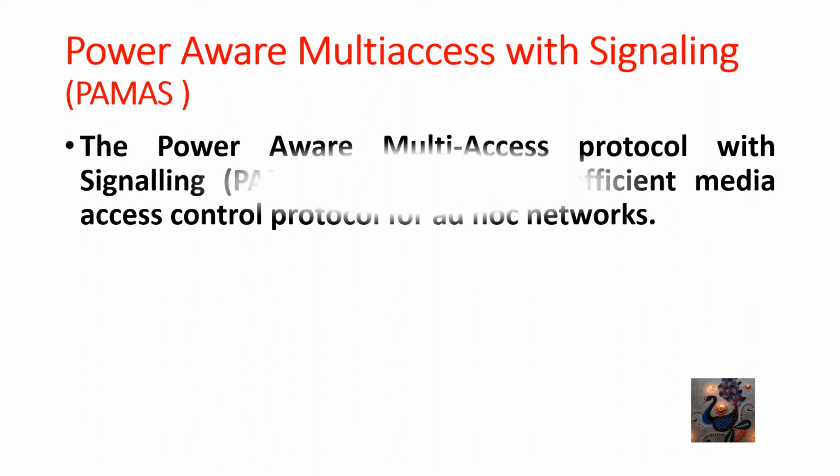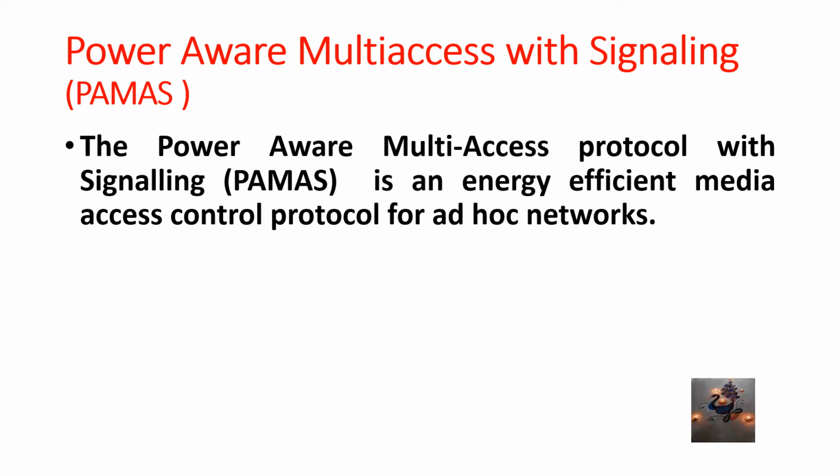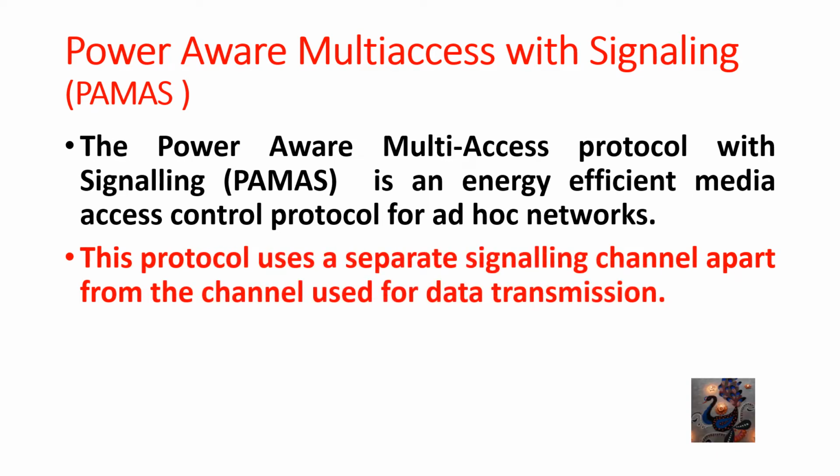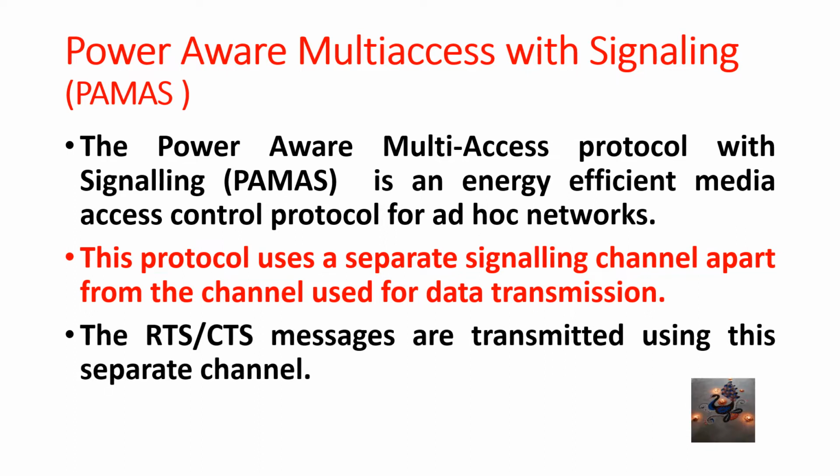The power-aware multi-access protocol with signaling is an energy-efficient media access control protocol for ad hoc networks. This protocol uses a separate signaling channel apart from the channel used for data transmission. The RTS-CTS messages are transmitted using this separate channel.